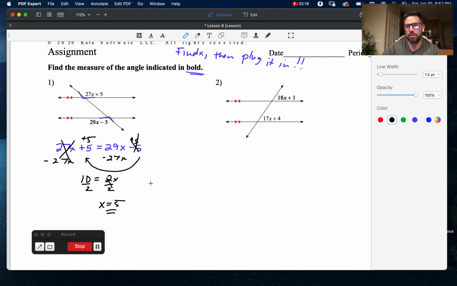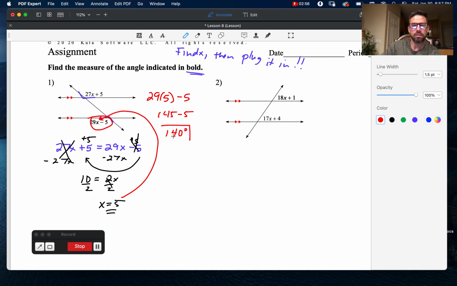Now that's not our answer. That's our x. What they want us to do is find the measure of the bold angle. This is the bold angle. So I'm going to take this 5 and plug it in for x. Technically we have to say 29 times 5, and then minus 5. I think 29 times 5 is 145, so 145 minus 5. So the answer, and remember, you need a degrees sign on your answers, is 140 degrees.